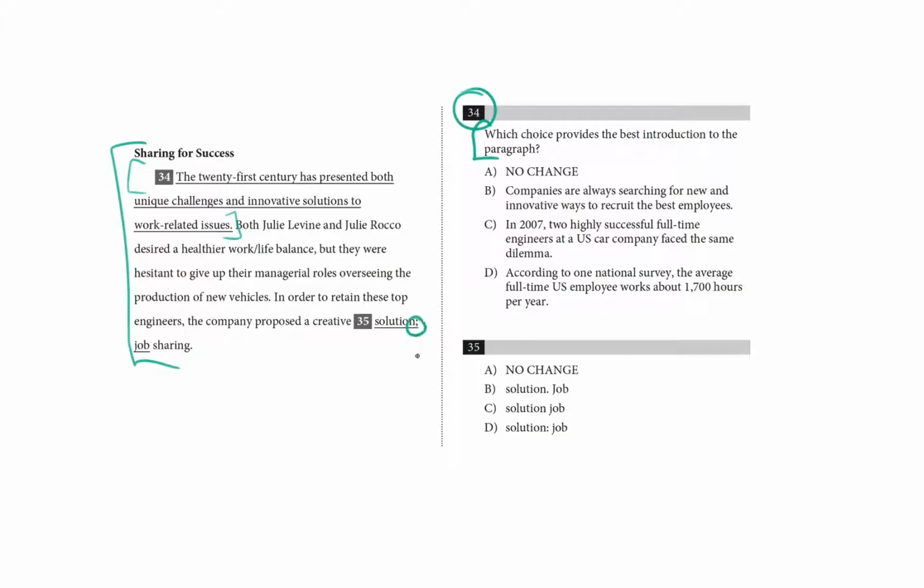That is a weird use of a semicolon. I would use a colon to introduce the idea of job sharing. Sorry, just going out of my way.